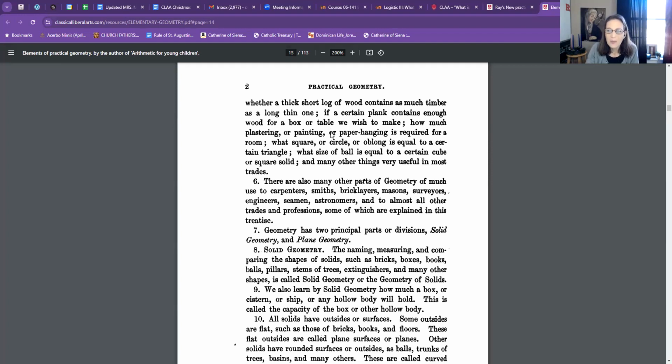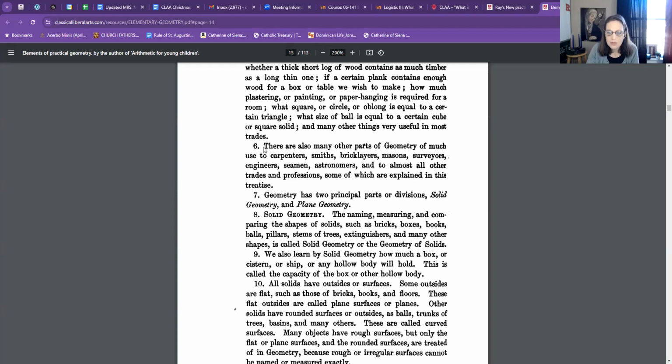So we have to find out what paper hanging is required for a room, what square or circle or oblong is equal to a certain triangle, what size of ball is equal to a certain cube or square size, and many other things very useful in most trades. So this is a very practical course, okay? When you get older, depending upon what trade you decide to pursue, this could be useful to you in different ways. So number 6.